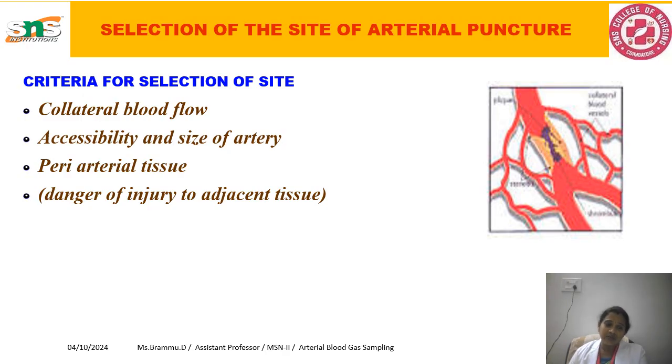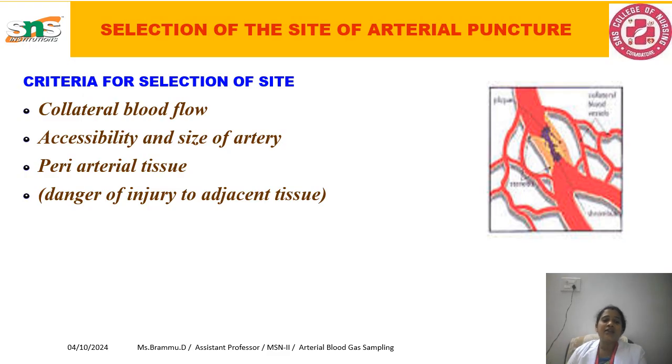So see whether the patient is eligible for that particular puncture site, as well as check the size of the artery. In the sense that you cannot go for smaller arteries like the ulnar artery. Always go for a larger artery, and don't go for the branches. Instead, we will be focusing on the main artery.